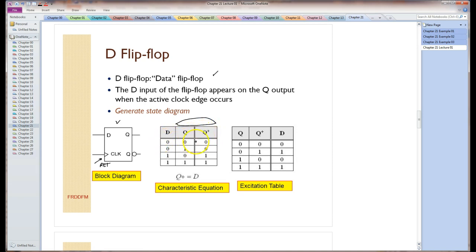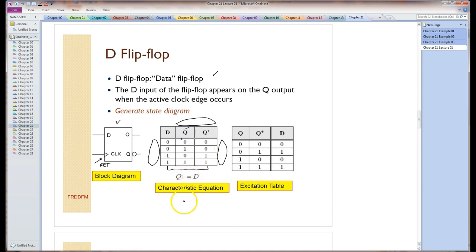So what happens is you can see that whatever the present state is, it doesn't matter. The only thing that matters is the D, because when that clock edge comes around, this D input is transferred to the output, and you can see that the Q plus column is equal to the D column, because the Q plus column is the new state. The new data on the D input is latched into that flip-flop on that rising edge for this particular circuit. It doesn't matter what the current state is, what Q is. The only thing that matters is what D is.